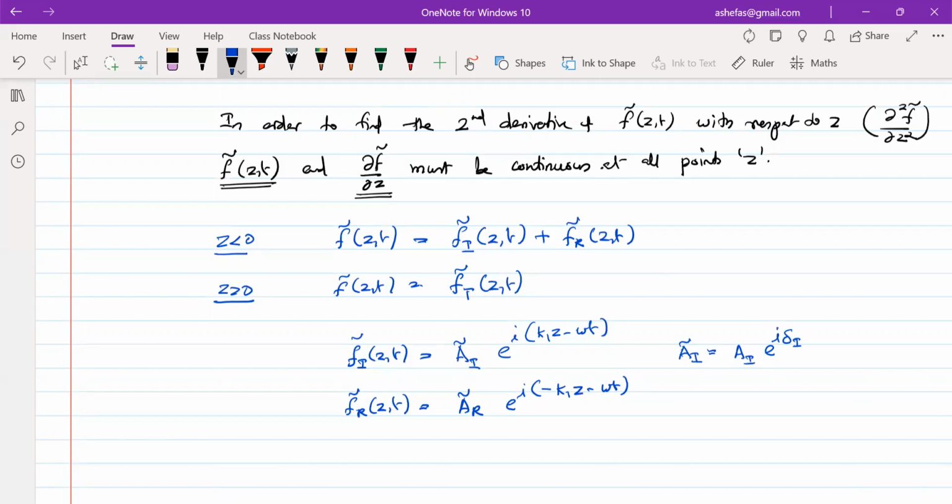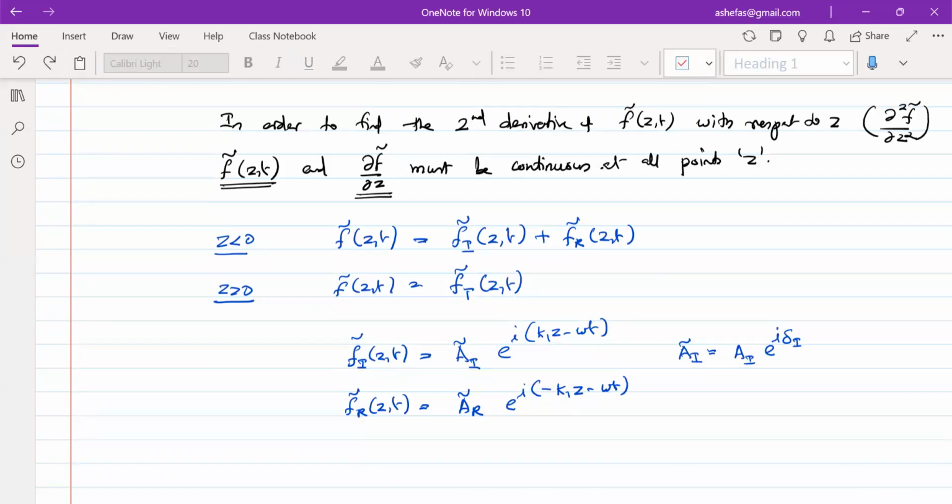Since the reflected wave is in the same string as the incident wave, there will not be any change in the wavelength. So the wavelength would be the same, and the wave vector would be the same. That is why I have written k1 in both cases, for the incident and reflected. But the direction is different, so that is why I put an additional negative sign here.